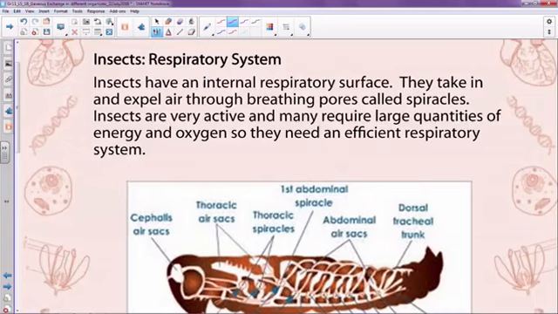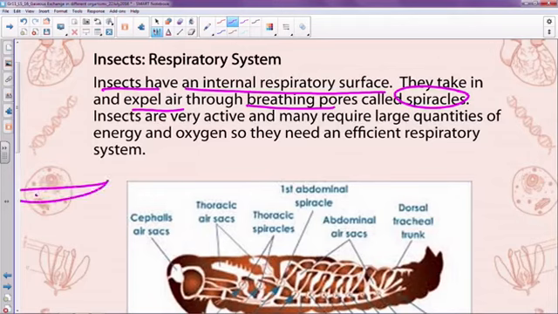When we look at insects, guys, you've got to remember that insects have an internal respiratory surface. They take in and expel air through breathing pores called spiracles. So when you look at an organism like a locust, you'll find on the lower parts of the abdomen, the back parts, tiny openings, and these openings are called spiracles, through which gases enter and leave.